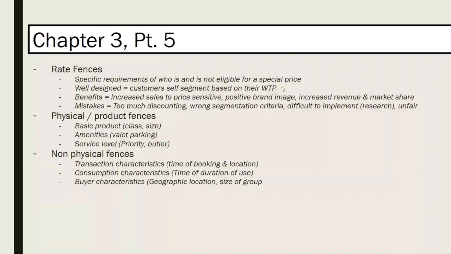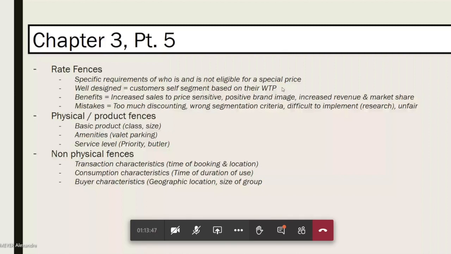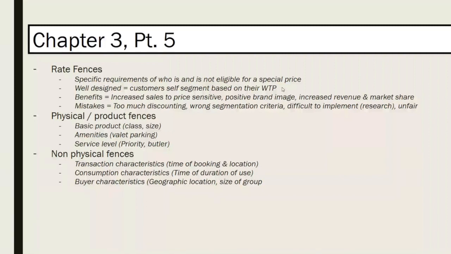Here we have main examples of two categories of rate fences: physical and non-physical. For physical, we look at things like the basic products, so the class, the size of the room, the furnishing, the table location in a restaurant, for example. You can look at amenities, which is the second example of physical fences, which looks at: do you get a valet? Do you get a golf cart? Things like that. So, extras that you have.